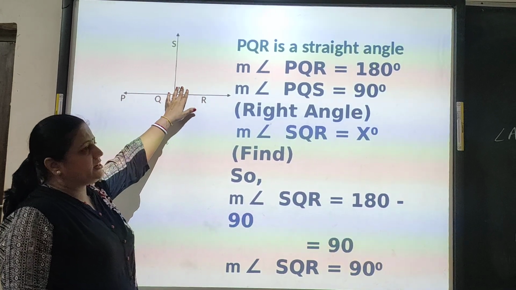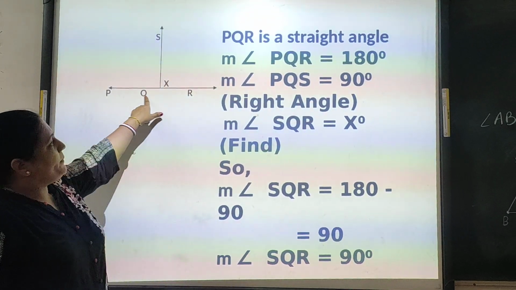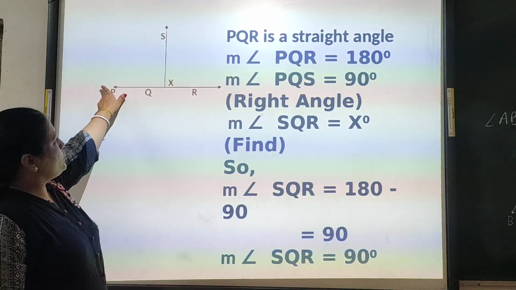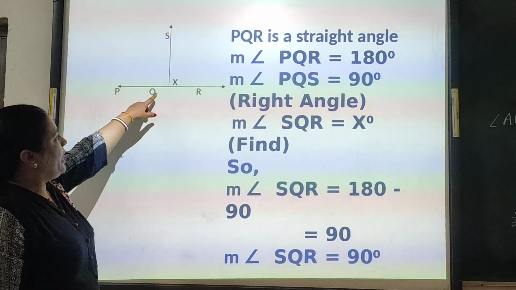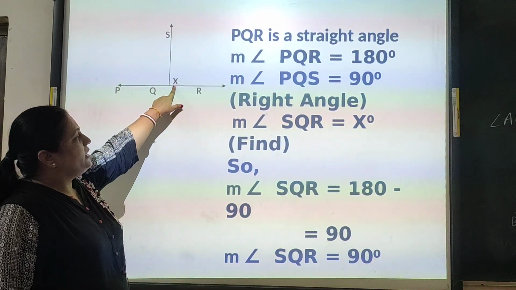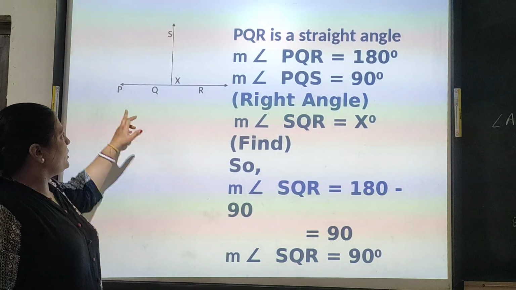We know this is a right angle, but as we have to solve it, see how to solve. Measure of angle PQR is 180 degree. Measure of angle PQS is 90 degree. It is a right angle. And measure of angle SQR is given x degree. So we have to find it. So how to find out?